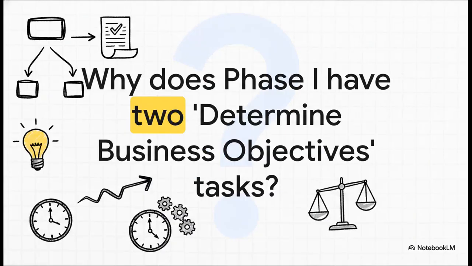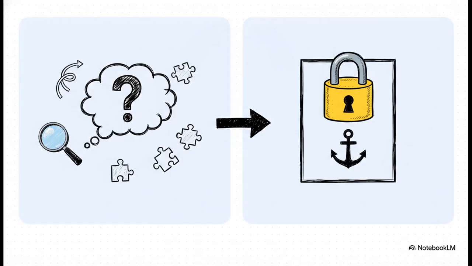Okay, so right off the bat, you're probably scratching your head. The exam outline for Phase 1 lists determined business objectives not once, but twice. So what gives? Are they the same thing? The short answer is a big, fat no, and the exam for sure expects you to know the difference. And this slide honestly lays it out perfectly.